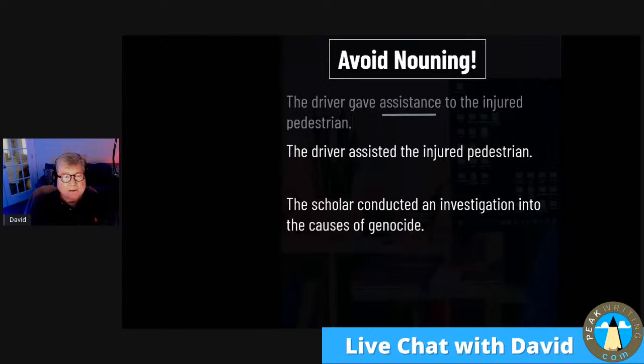But what I wanted to warn you guys against is picking up some of the bad habits from all of the academic writing that you're going to be reading for the very lengthy and serious kinds of works that you'll be writing. Look at this sentence. The scholar conducted an investigation into the causes of genocide.